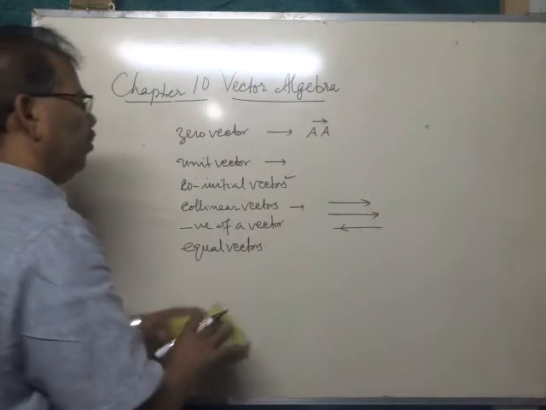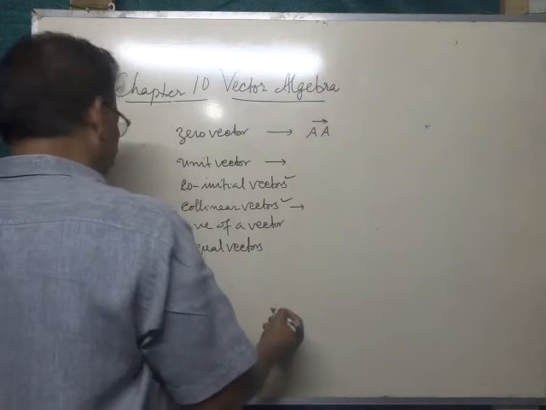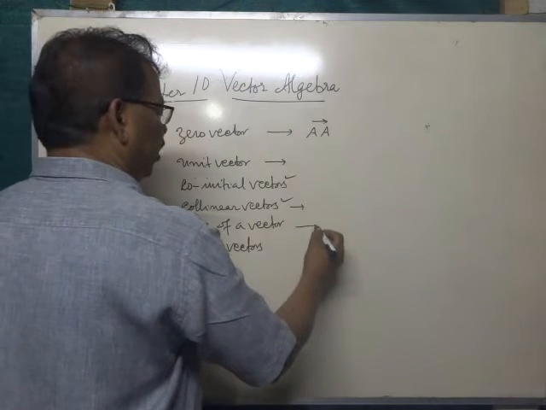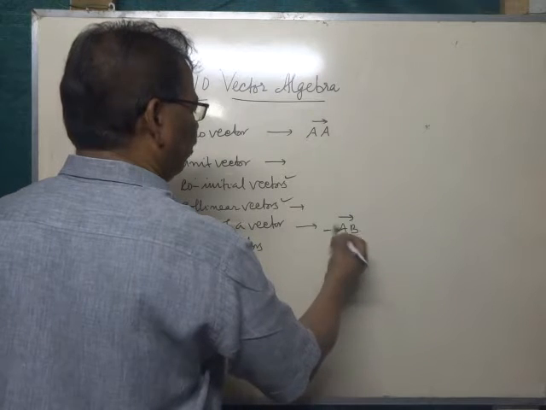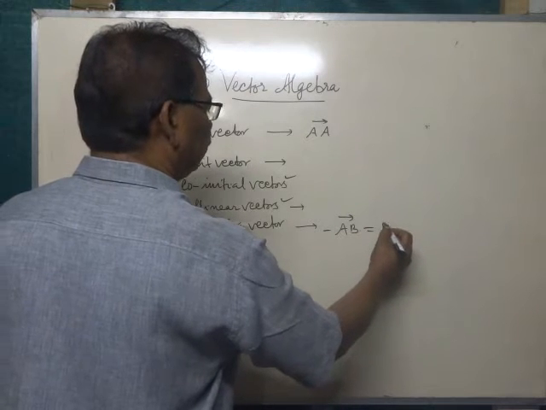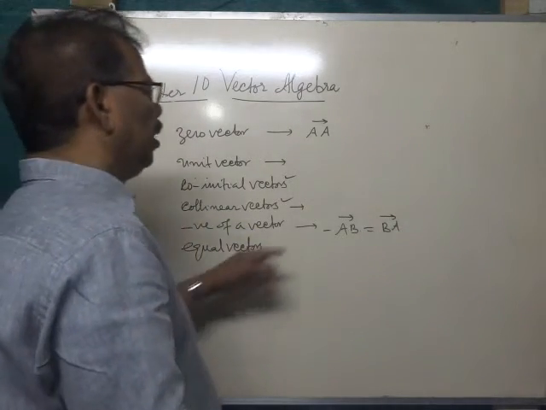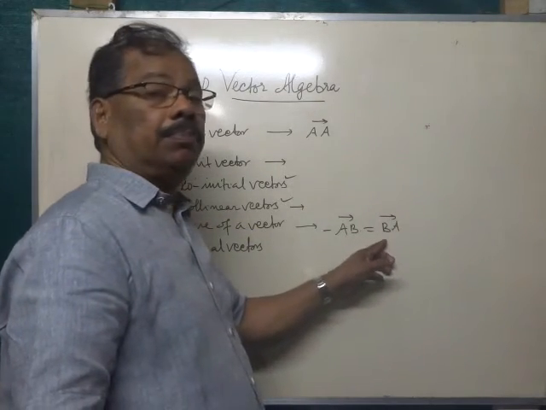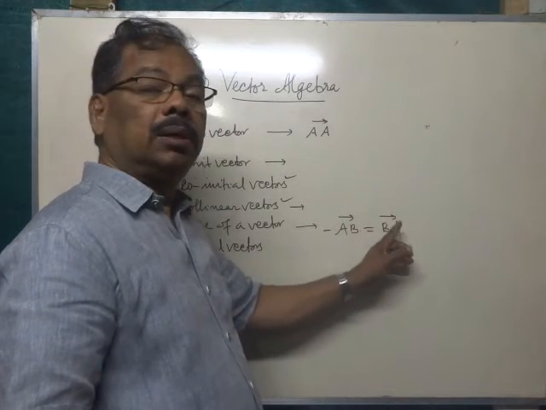Now negative of a vector. We shall consider vector AB. Negative of vector AB is equal to vector BA. The terminal point becomes the initial point, and the initial point becomes the terminal point.